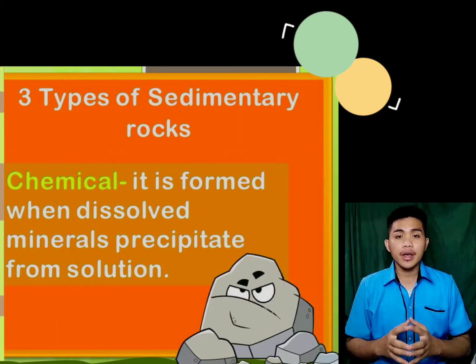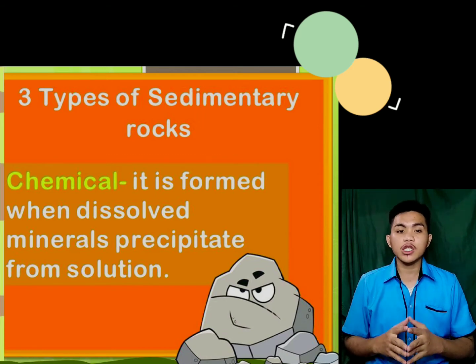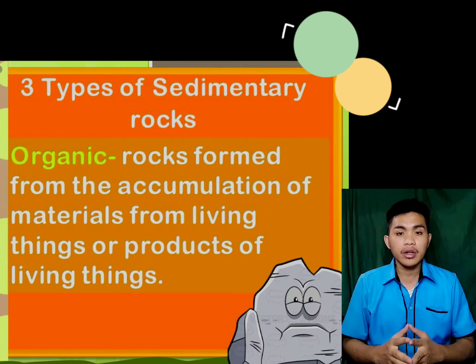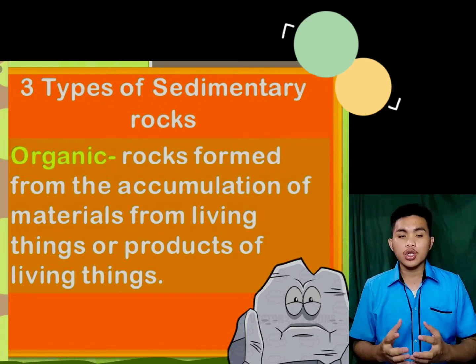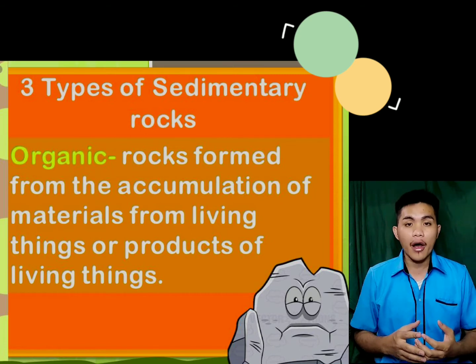The next type is chemical. Chemical rock forms when dissolved minerals precipitate from solution. The third type of sedimentary rock is organic. These rocks form from the accumulation of materials from living things or products of living things. Those are the three types of sedimentary rocks.